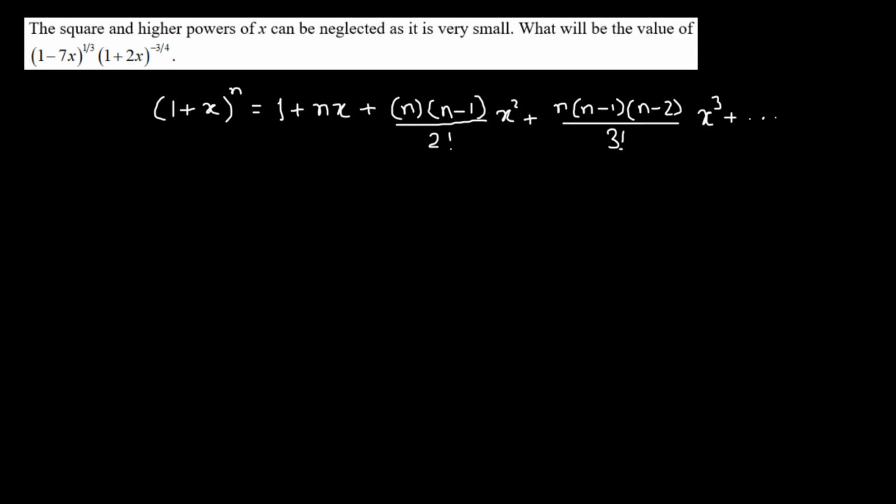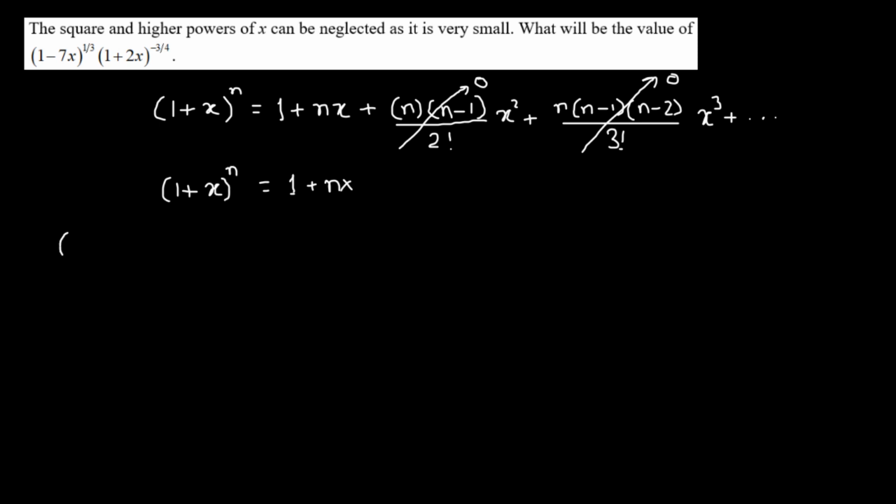Now when the higher powers of x and the squares are neglected, then the third term will be equal to 0, the fourth term will be equal to 0. So this gives us 1 + n times x. So we're going to use this approximation to solve this particular numerical.